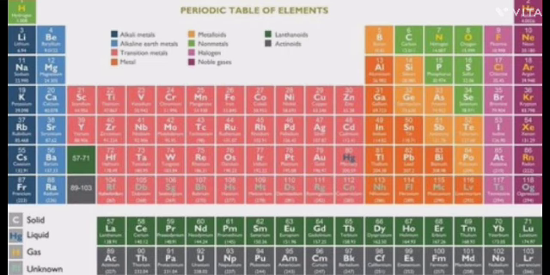And after that, Dobereiner's triads came into consideration, and after that, Newlands' law of octaves, and then we have Mendeleev's periodic table. And after a lot of research, the modern periodic table was made.